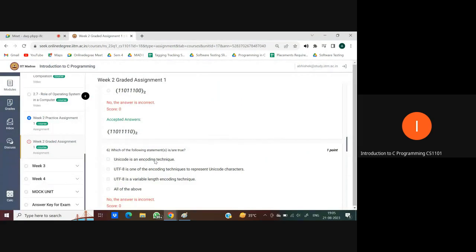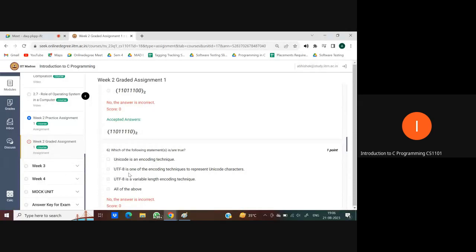How many of you agree that Unicode is an encoding technique? No, it is not. Unicode is just a character set. It is not an encoding technique. UTF-8, 16, or 32, these are the encoding techniques for the Unicode character set. So ASCII can be said to be an encoding as well as a character set, but Unicode is a character set alone. So the first option is a false statement.